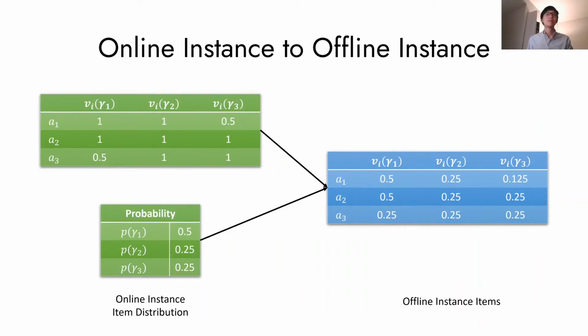For example, on the left, we have the online problem distribution, and on the right, we have the offline problem that we construct. If we look at the values of gamma 1 in the offline problem, they're scaled down by 1/2 compared to the online problem. And that's just the probability that the next item to arrive will be gamma 1. We do the same for gamma 2 and gamma 3.